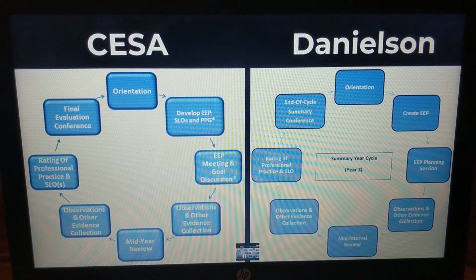Here is a side-by-side comparison of the summative year evaluation process for both CESA and Danielson. As you can see, they are almost exactly the same. The wording differs in a few of the steps, but still keeps the same basic meaning and process.